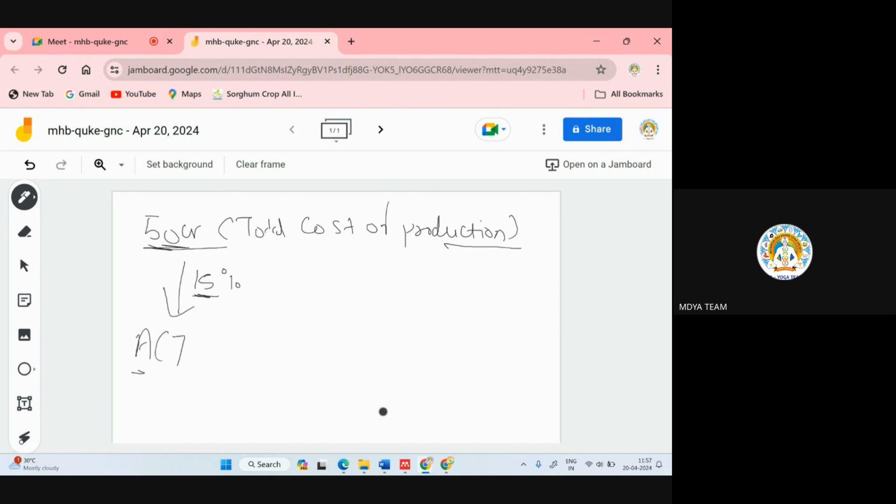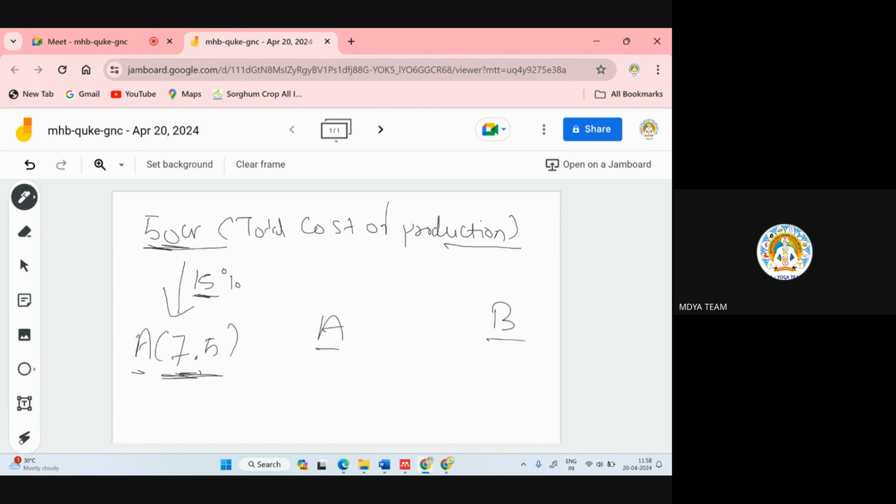7.5. So which formula did you apply here? The formula to calculate the part: 50 into 15 upon 100. Everyone understood this? Yes, sir. Okay. So A is using 7.5 crore in production of 2 items, item 1 and item 2.